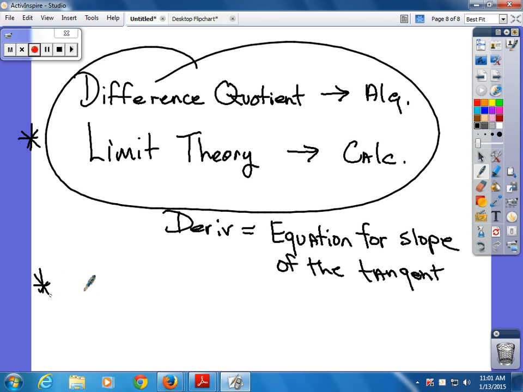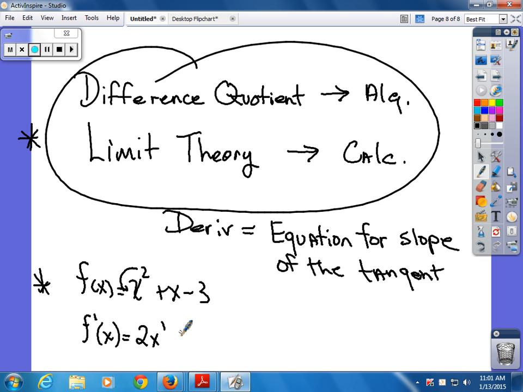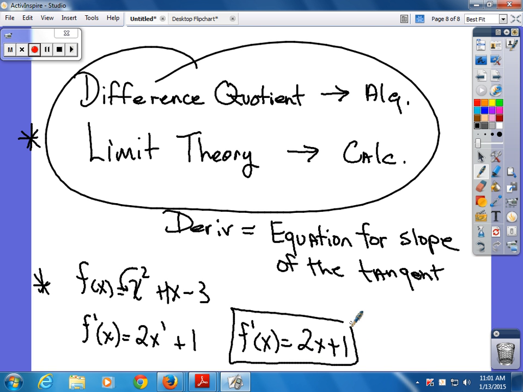Let's use that same problem. f of x is equal to x squared plus x minus 3. And use that 2 out front. That's going to be f prime of x is equal to 2x, plus 1. So your f prime of x is going to be equal to 2x plus 1, which is what we got with the difference quotient a while ago.